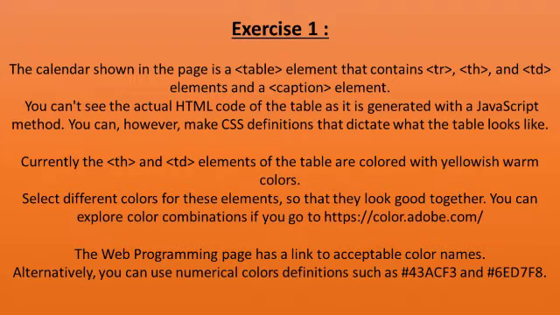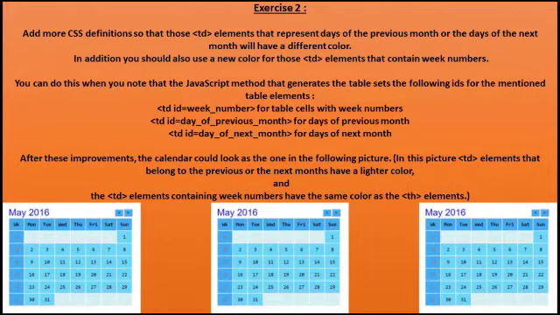You can explore color combinations if you go to https://color.adobe.com. The web programming page has a link to acceptable color names. Alternatively, you can use numerical colors definitions such as #43ACF3 and #6ED7F8.